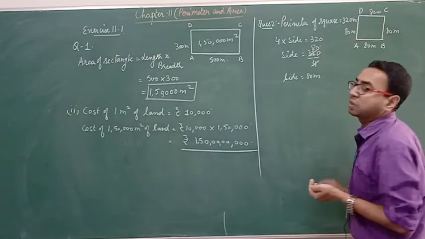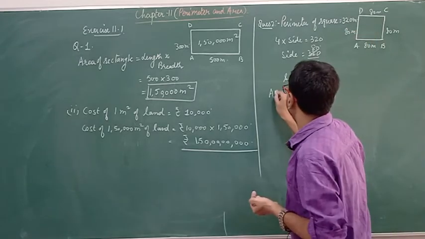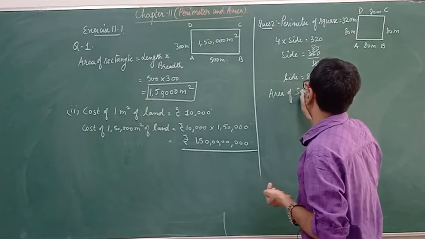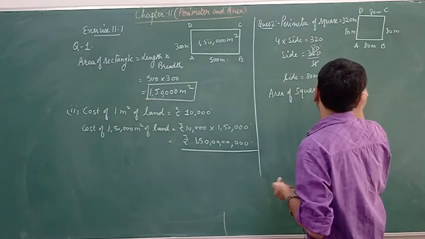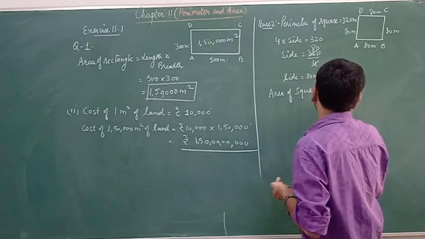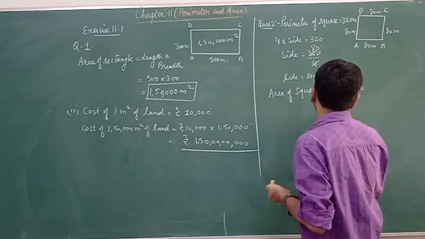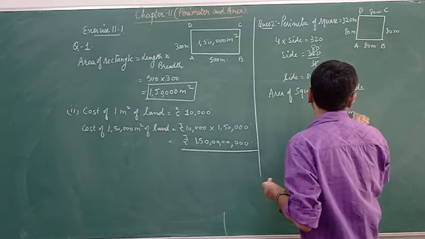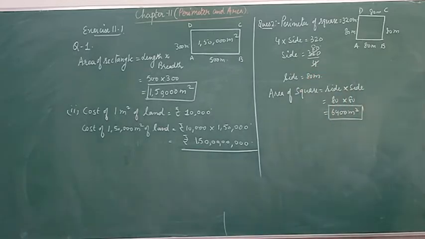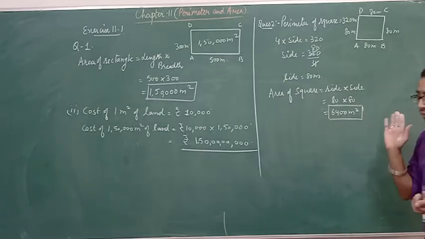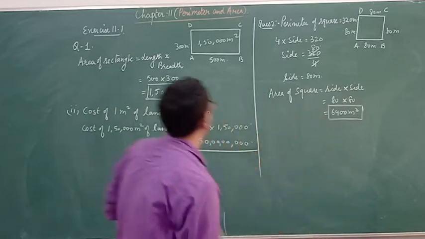What we have to do? We have to find the area. What is the area of square? Area of square is what? Side into side. Side into side means side square. That is 80 into 80, we'll be getting 6400 meter square is the area. Are we clear? 6400 meter square is the area. Any doubt with this question? Question number 3.